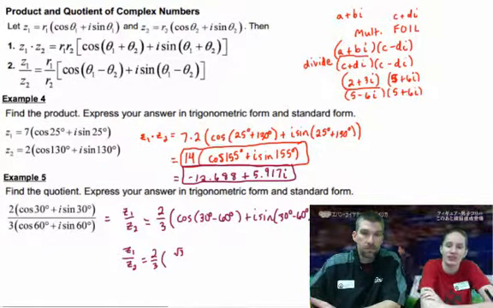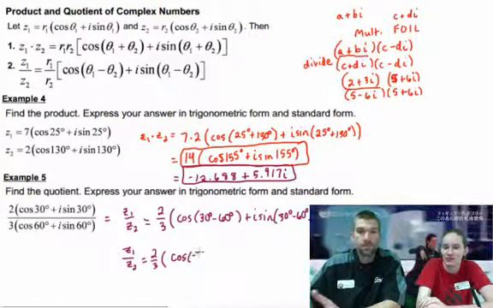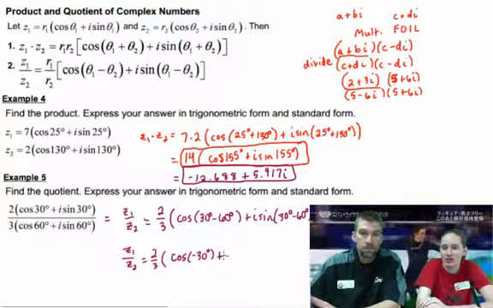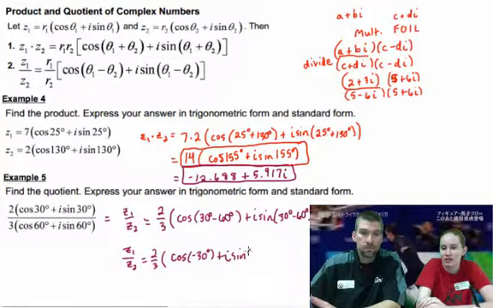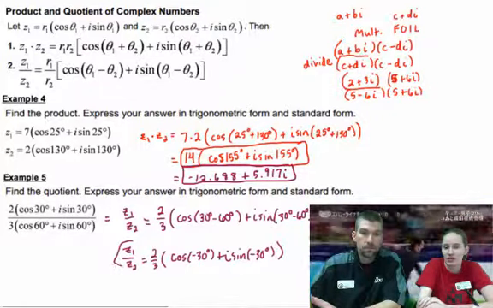First, hang on, I'm getting ahead of myself. I have not written the trig form out. Cosine of negative 30 plus i sine negative 30. That's the trig form. That is one of our answers.